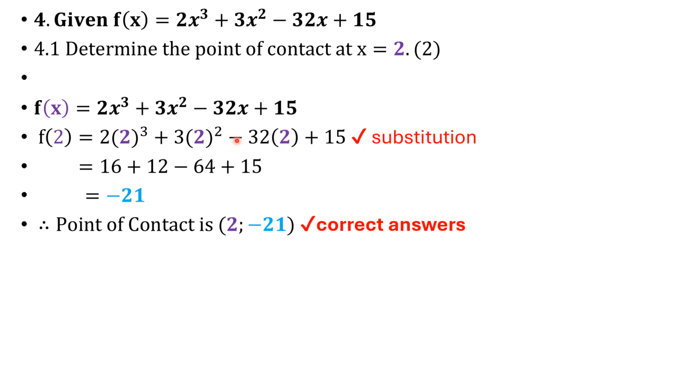2 times negative 32 would give me negative 64, plus 15. If I add 16 plus 12, that gives me 28. 28 plus 15 would give me 43. Minus 64 plus 43 then gives me negative 21. So my point of contact, where these two meet, is where x is 2 and the y value would be minus 21. 1 mark for substitution, 1 mark for correct answer.